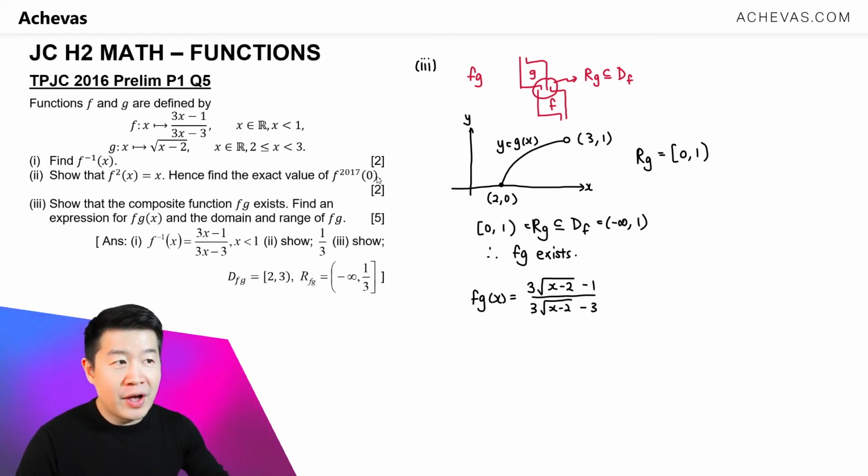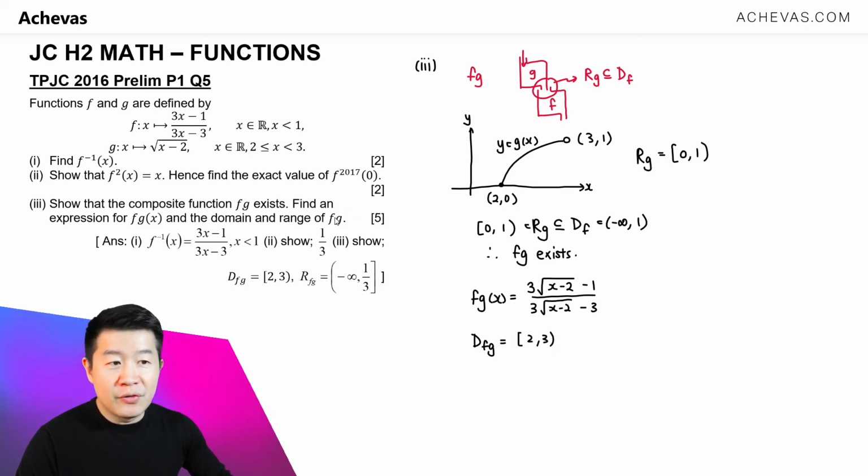How about the domain for fg? If I were to look at this again, the domain for fg is what goes into here. And this is defined by the domain of g. So the domain of fg is going to be the same as the domain of g. So let me quote it here. Domain of fg is going to be the same as the domain of g. So it is going to be from 2 all the way until 3.